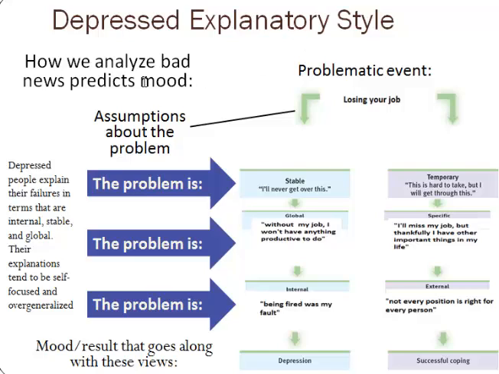Here are some examples of the depressed explanatory style, how people explain their failures in terms of depression and in terms of a healthy response. This column over here is the depression column, which is the bad column, hopefully, and this column is the more healthy idea that the problem is temporary. A person loses a job, for example. A stable person would look at it as temporary, as in it's hard to take, but I'll get through it. A person that's suffering from depression, or that's likely to suffer from depression, might say, I'll never get over this.